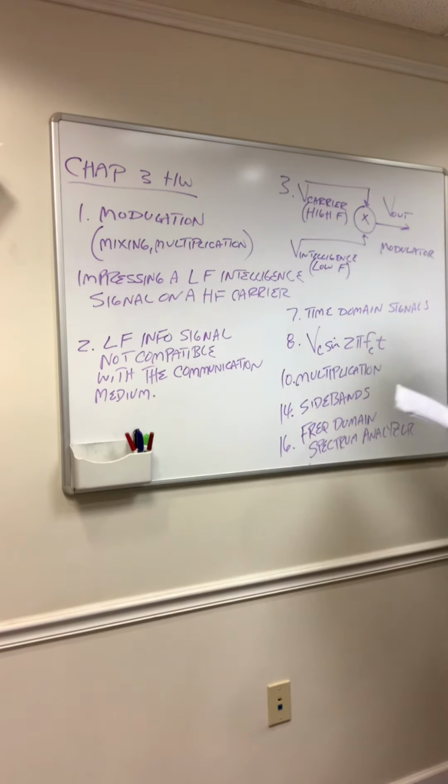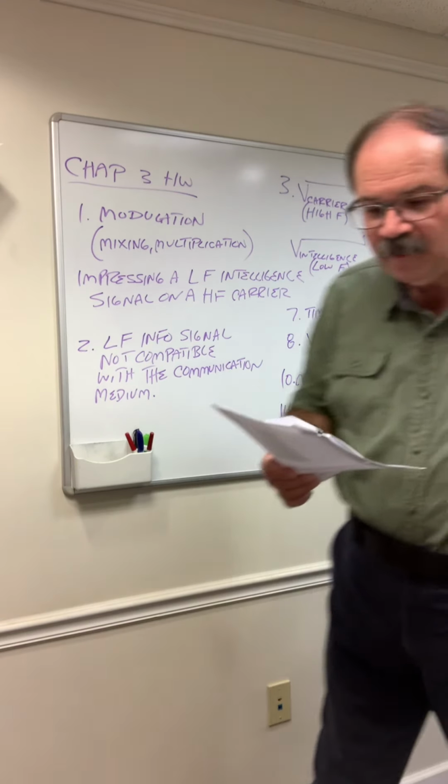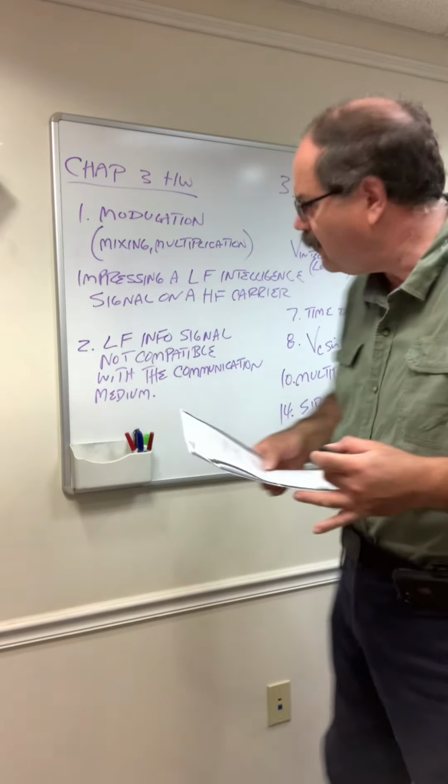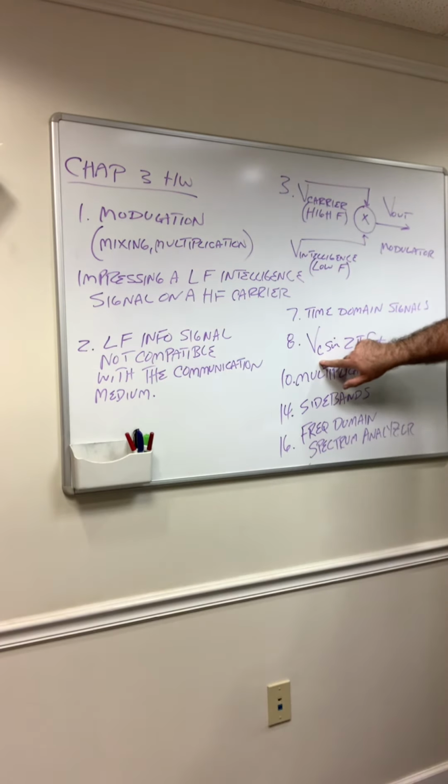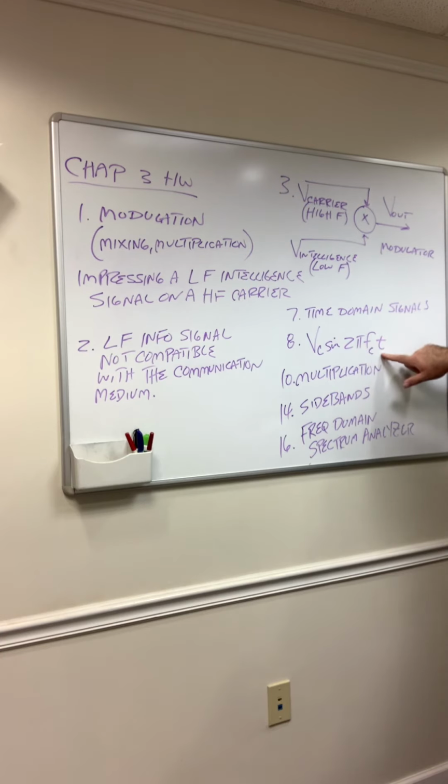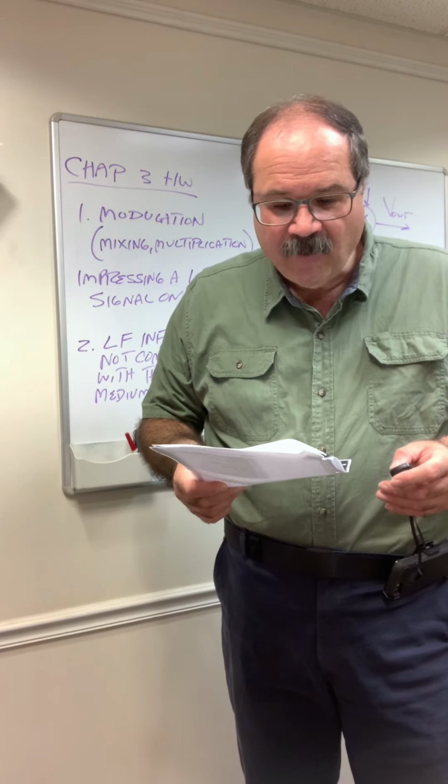Question 7. What are the voltages that vary over time called? Voltages that vary over time are called time domain signals, and please remember time domain signals would be measured on an oscilloscope. Question 8, write the trigonometric expression for a sine wave carrier signal. V carrier sine 2 pi frequency of the carrier times time. That's the trigonometric expression. Question 10, what mathematical operation does an amplitude modulator perform?